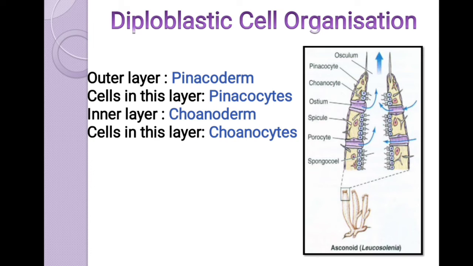Sponges are diploblastic. The outer layer of the sponges is made up of flat cells and this layer is known as pinacoderm. The cells in this layer are known as pinacocytes. The inner layer is known as choanoderm and the cells which are found in this layer are known as choanocytes. So based on the location of the choanocytes, the canal systems are categorized into three types.